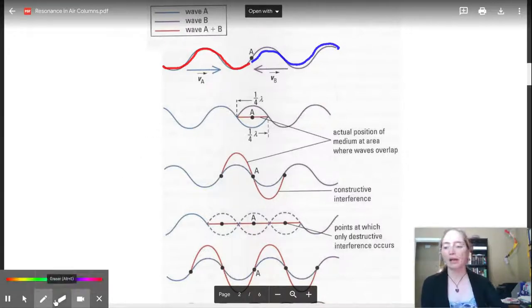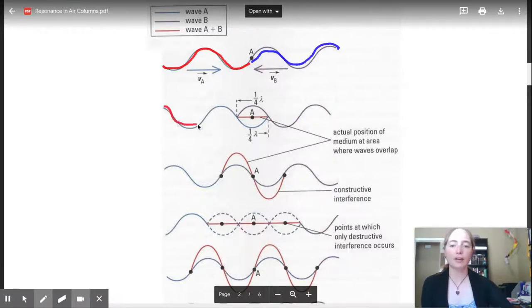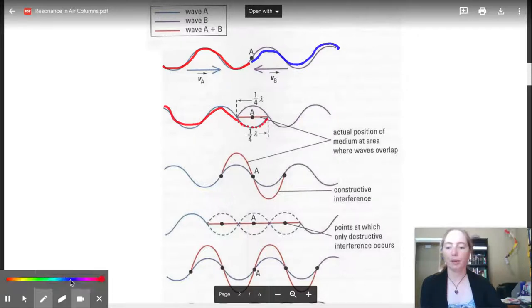Now when these two waves meet, notice our red wave here as it's moving along, doing its thing. Where it normally would be there, I'm actually going to put that as a dotted line of where it normally would be without another wave. So normally it would be there. Blue wave coming along, doing its thing.